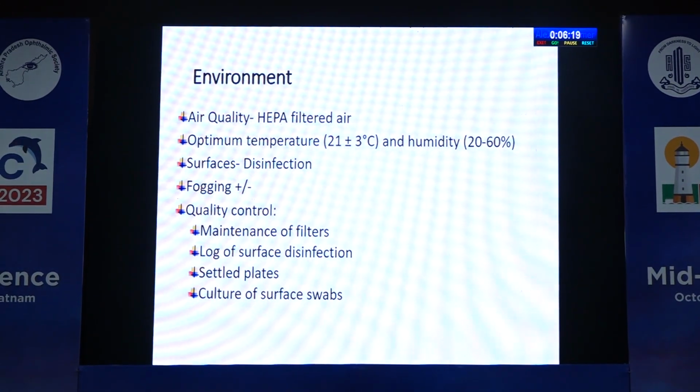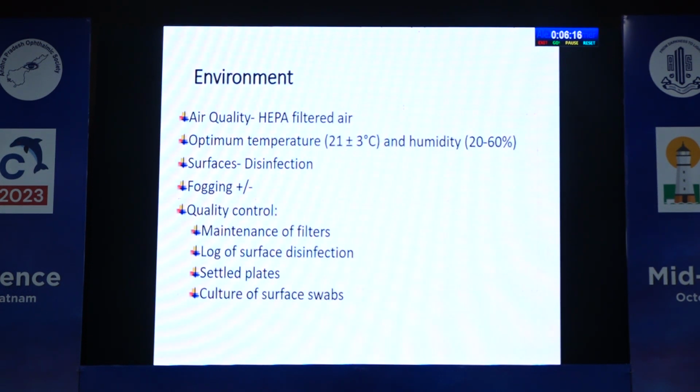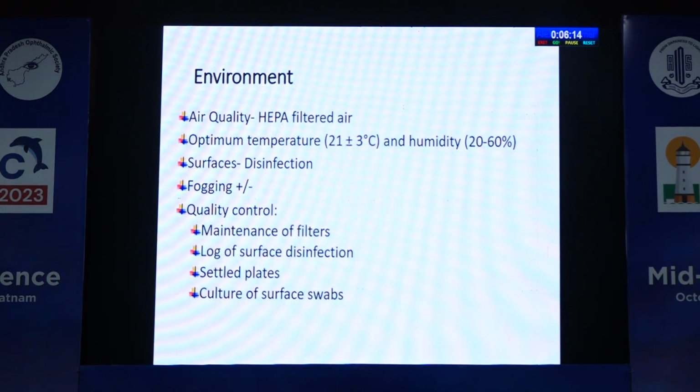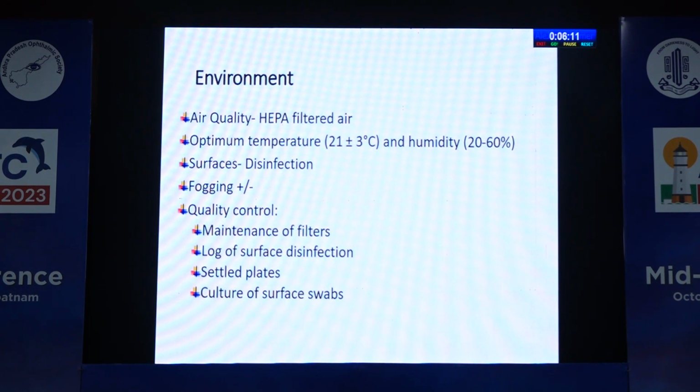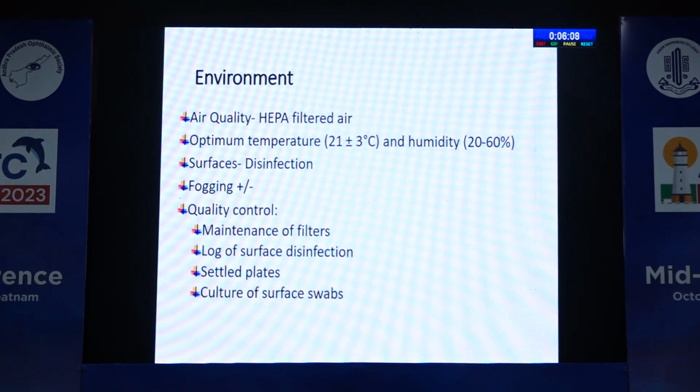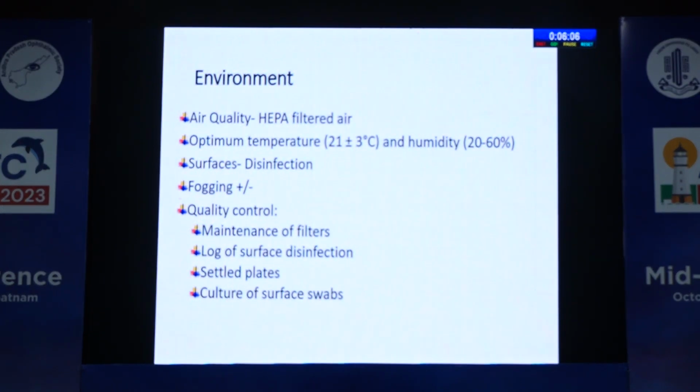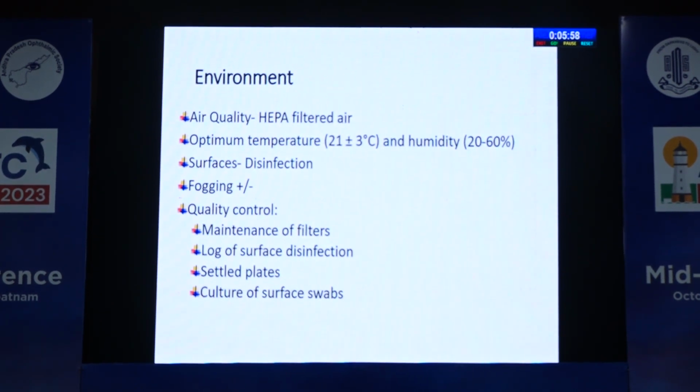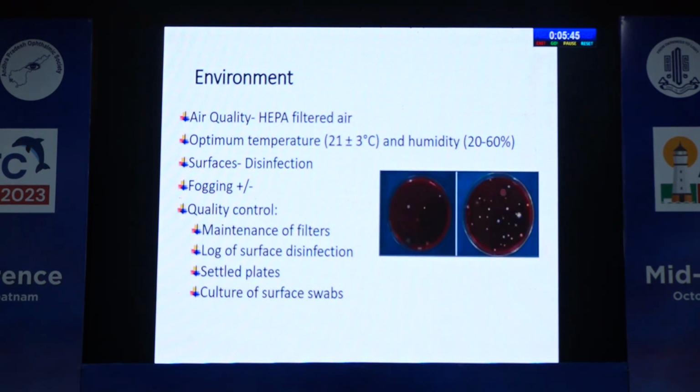So for environment, it is important to maintain good quality air in the procedure room, and HEPA filtered air is the one which is recommended for all the procedures. Optimum temperature and humidity also need to be maintained, and the surfaces should be disinfected as per the recommendations of the infection control team. If these things are taken care of on a routine basis, fogging is not required. And for quality control of these three, we need to do the maintenance of filters. We should maintain a log of surface disinfection.